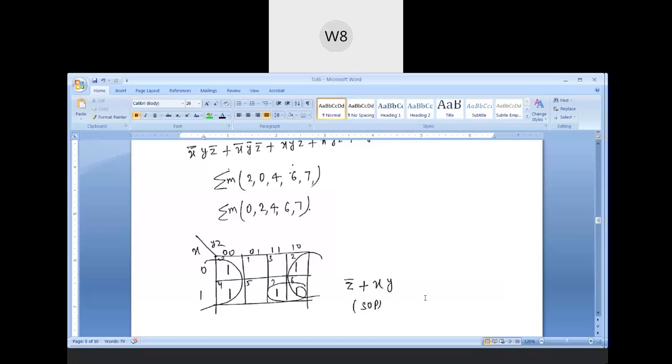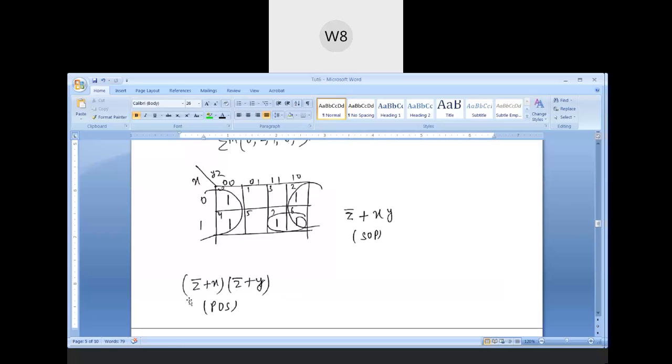For example, here we can exploit distribution of sum over product, which is not there in normal algebra, but it is there in Boolean algebra. So here the summation of z bar can be distributed over x into y, and then we will get z bar plus x into z bar plus y.